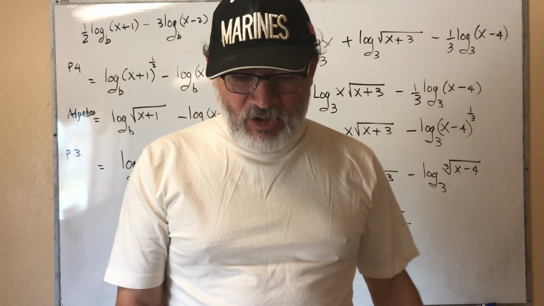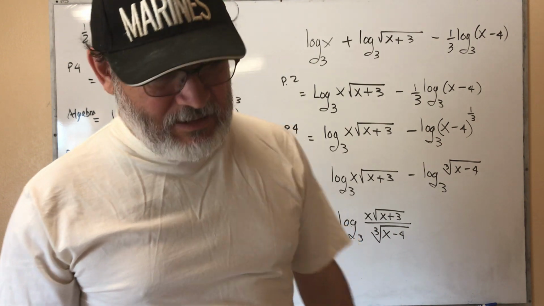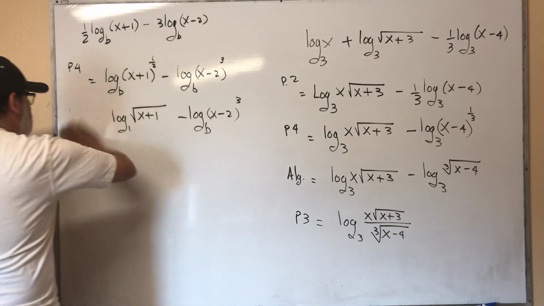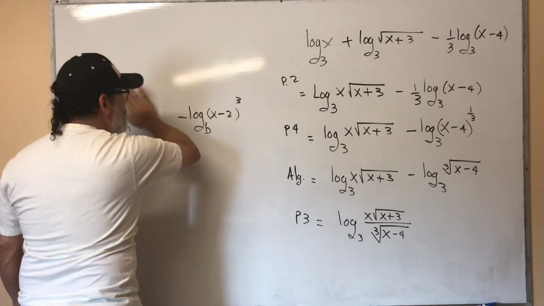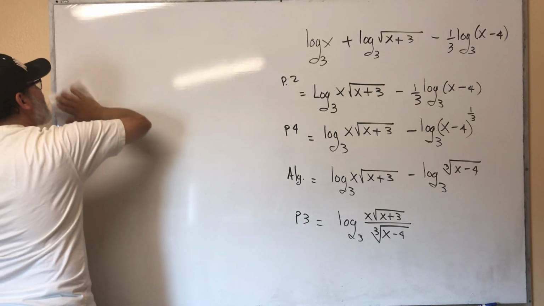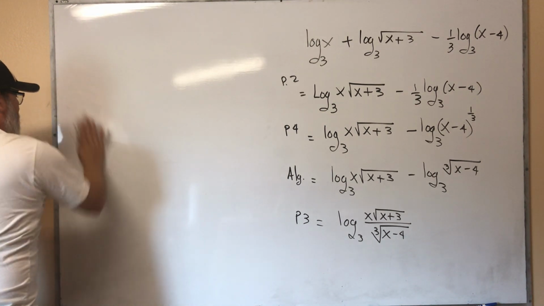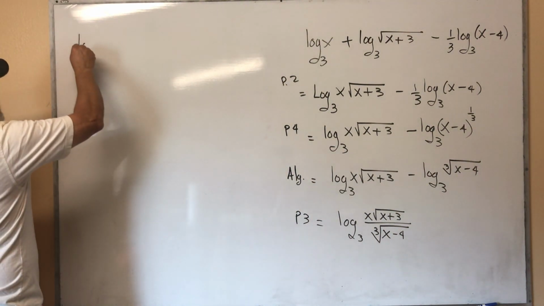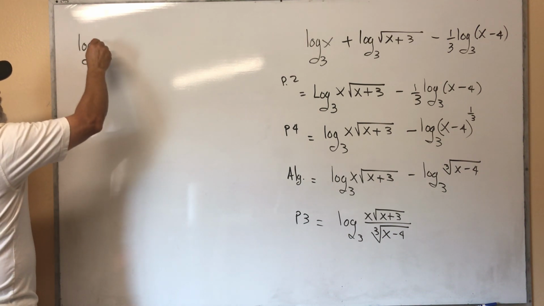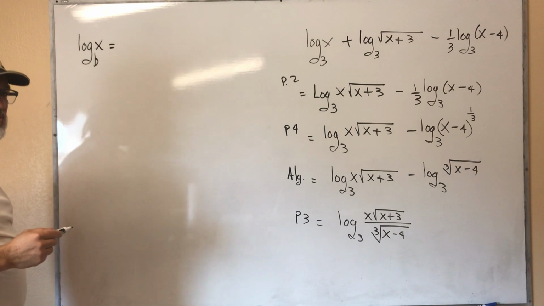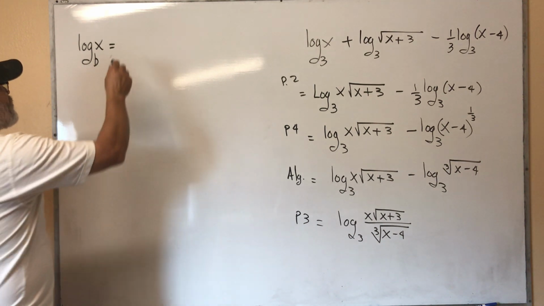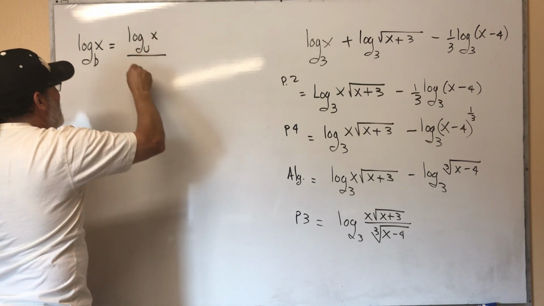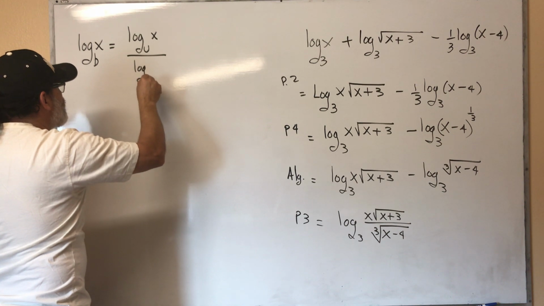Single logarithm. You need to know how to do that. Okay? Now, let me show you how to use the change of base formula. The change of base formula is this. Log base b of x. If you want to change the base, you can. You pick a base you want. So this is the log base u of x divided by the log base u of b.